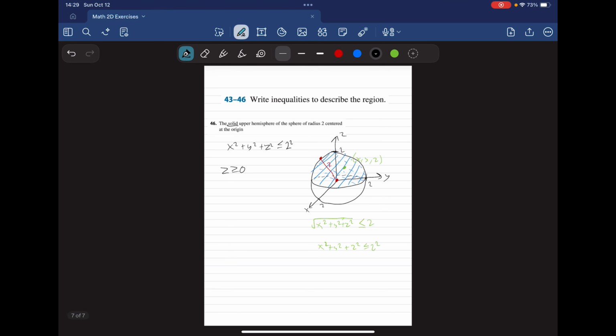So in summary, the inequalities that describe this region are x squared plus y squared plus z squared is at most 2 squared, together with z bigger than or equal to 0.